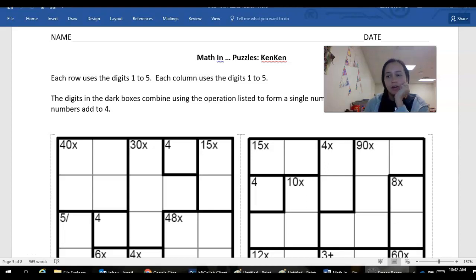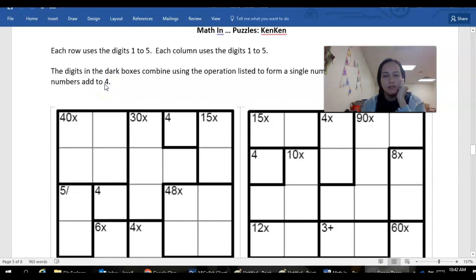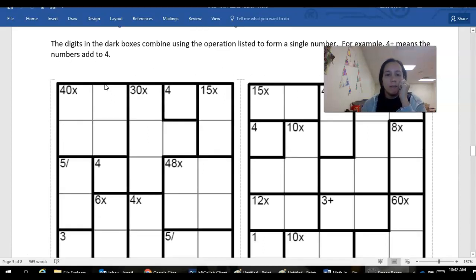Okay, so I've had a request on how to do a KenKen. Kind of like a Sudoku, where usually we have 1 through 9 in the rows, 1 through 9 in the columns, 1 through 9 in the boxes. This is a small KenKen, and we're going to be doing 1 through 5, and that's going to be 1 through 5 in each row, 1 through 5 in each column, but it's not 1 through 5 in each of the boxes. Those boxes are going to follow whatever operation they have in the top corner.